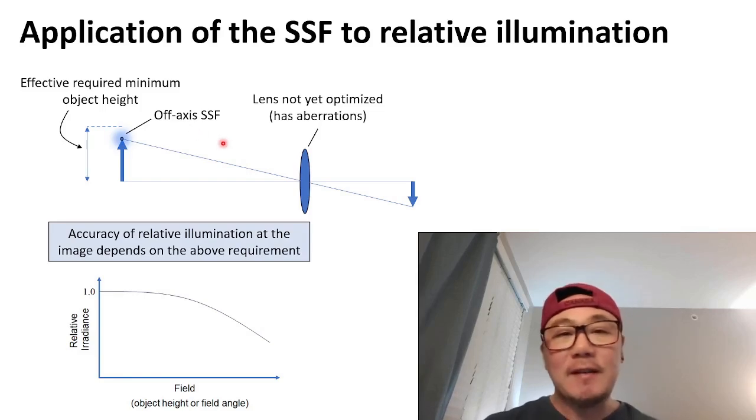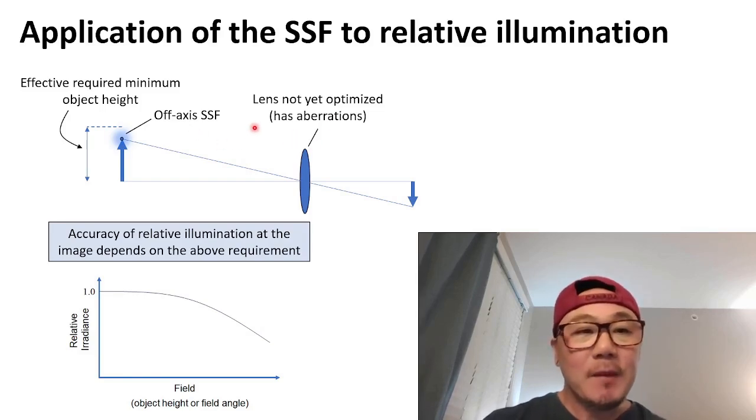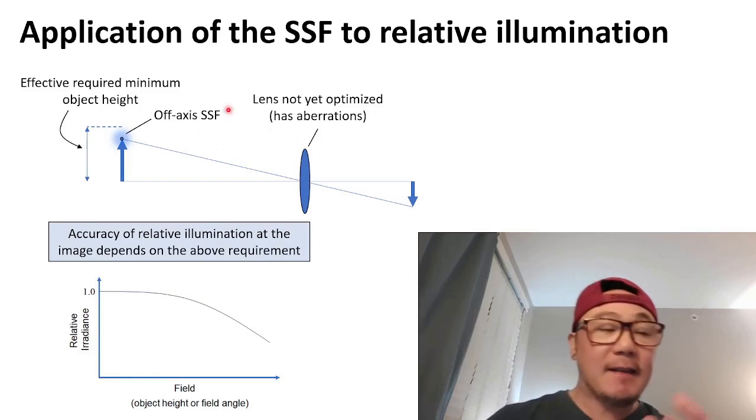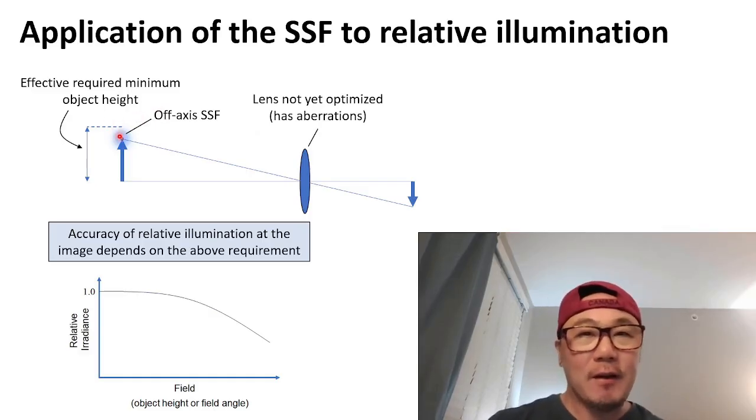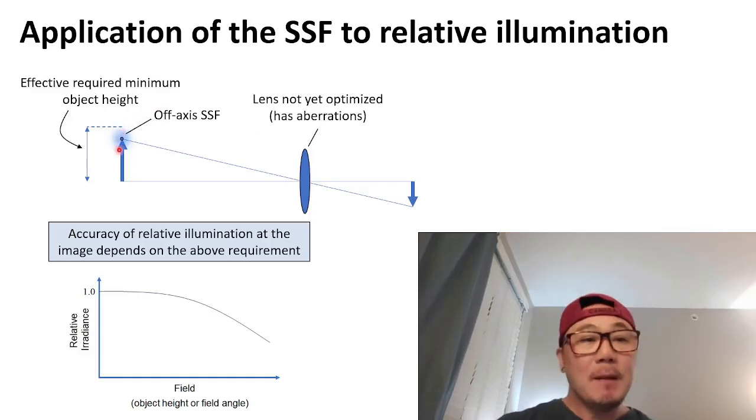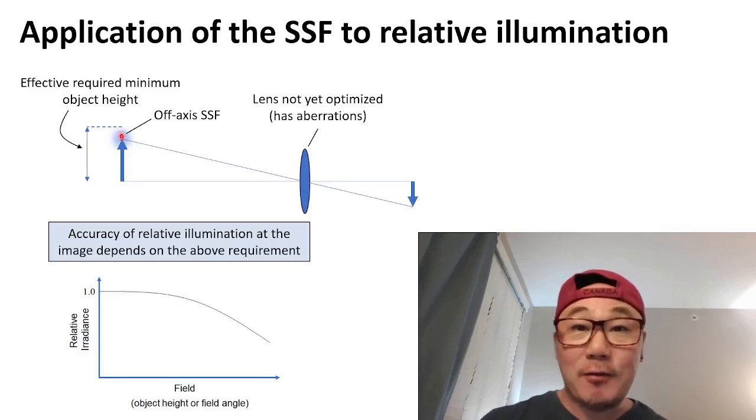Turns out that most lenses, even though they're not yet optimized, their point spread functions and SSFs are not that big. So this difference is not very big. So it's not a really big deal. But it's good to know, and it's very interesting, right?